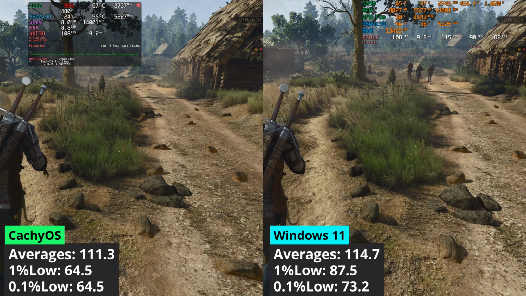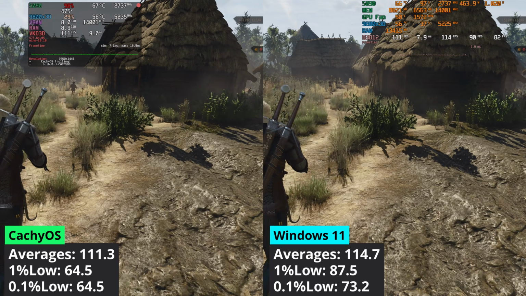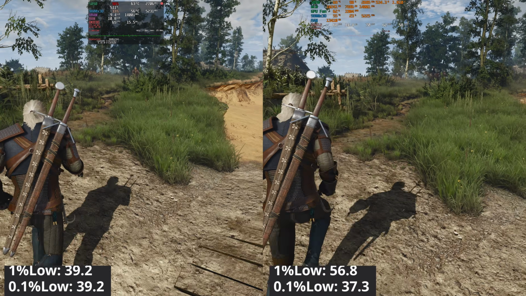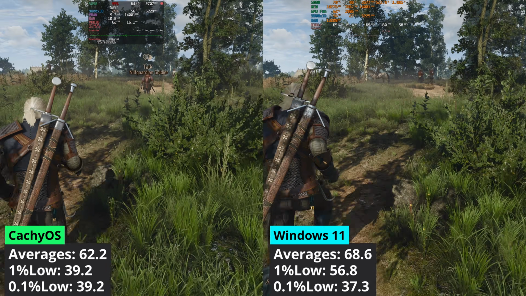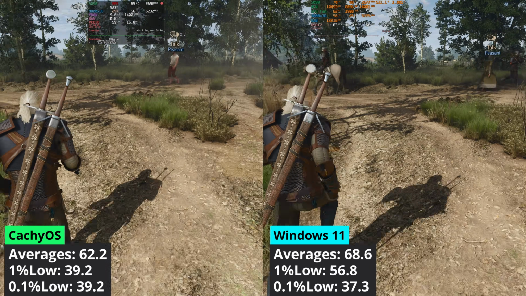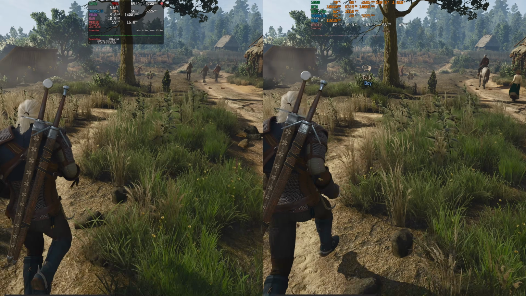Windows 11 delivers better 1% low values though, with 87.5, while CachyOS manages 64.5. Increasing the resolution to 4K sees Windows delivering 10% more performance on average, while the 1% low values are 44% higher on Windows as opposed to Linux.